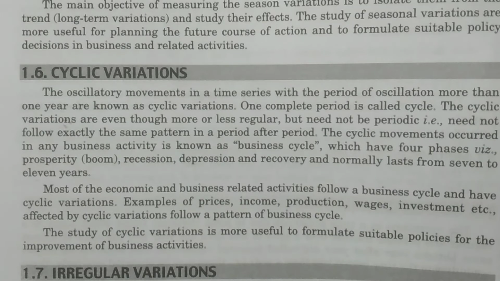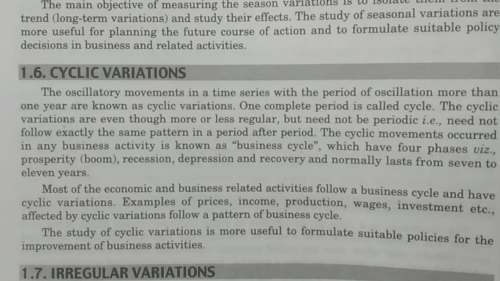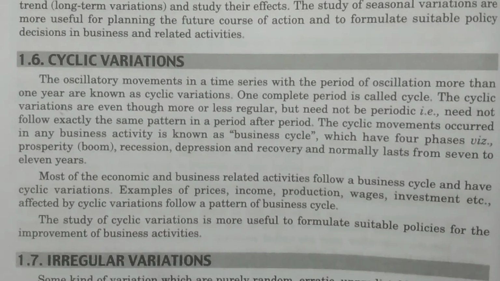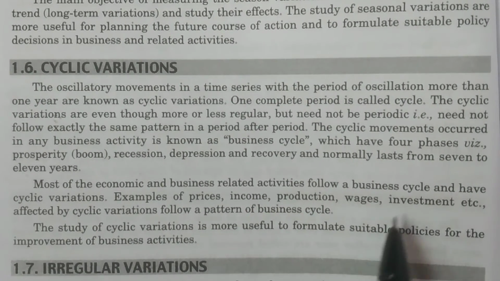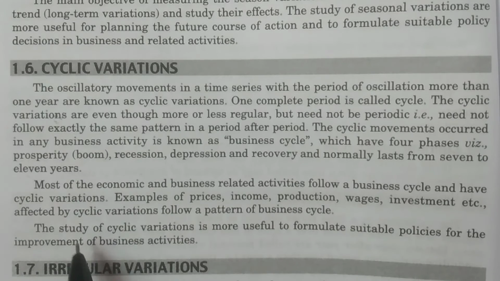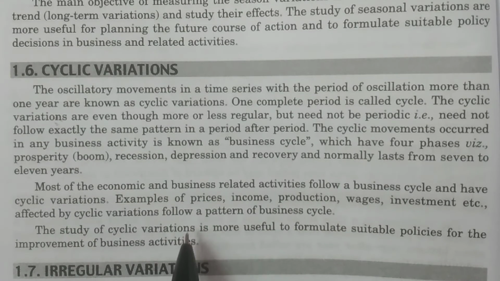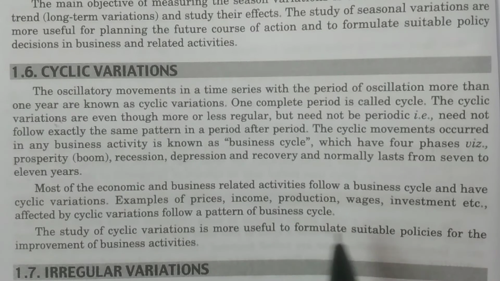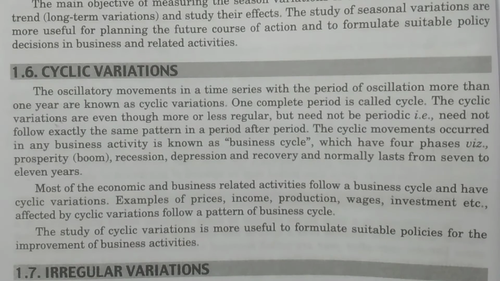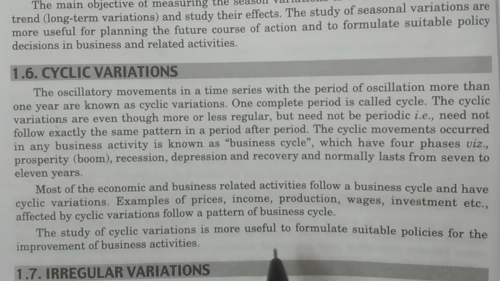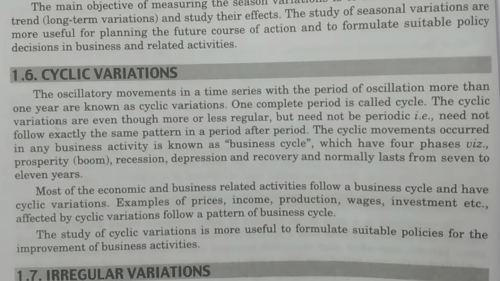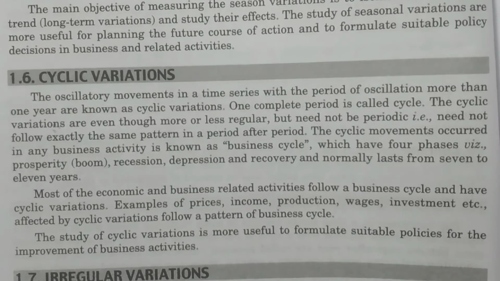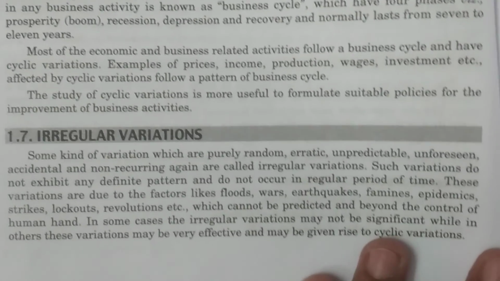It is observed due to some particular span specified here. Most economic and business related activities follow a business cycle and have cyclic variations. Examples are prices, income, production, wages, investment, etc., which are affected by cyclic variations and follow a particular pattern of the business cycle. So generally it refers to the business cycle. Right? And the next, more important variations are irregular variations.